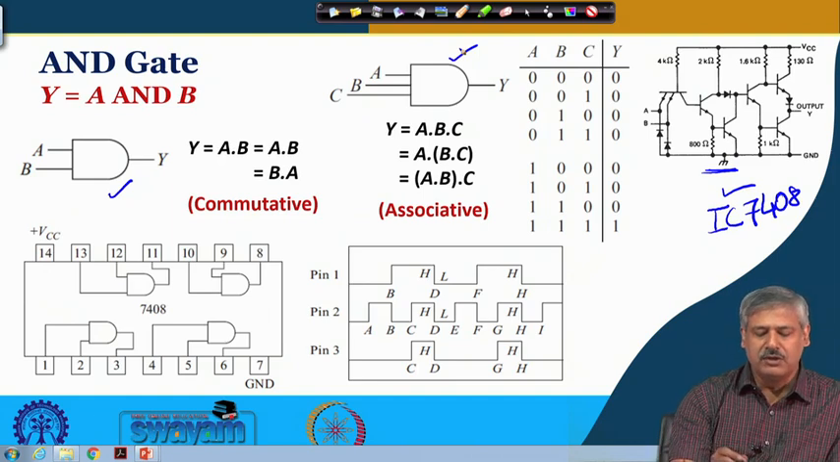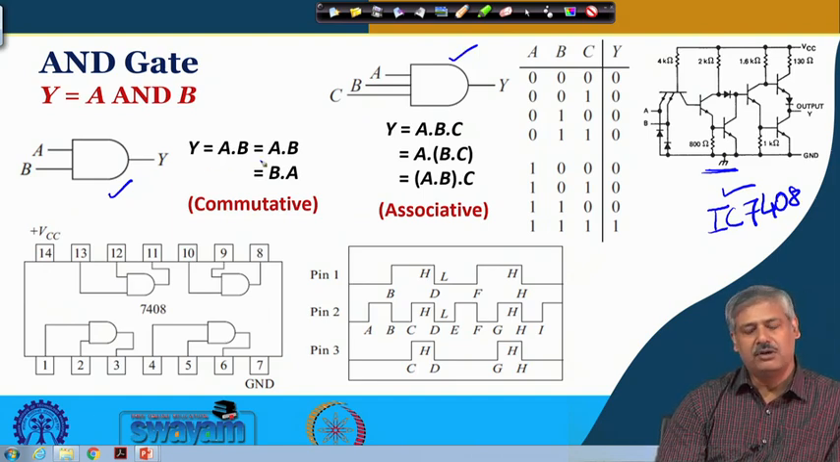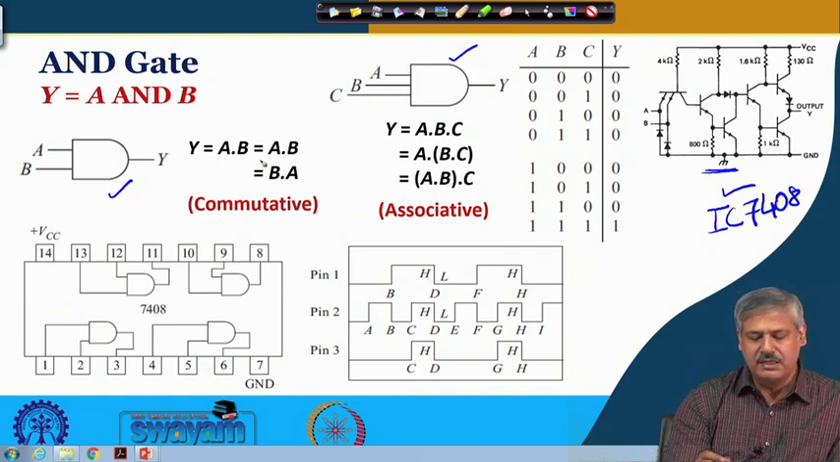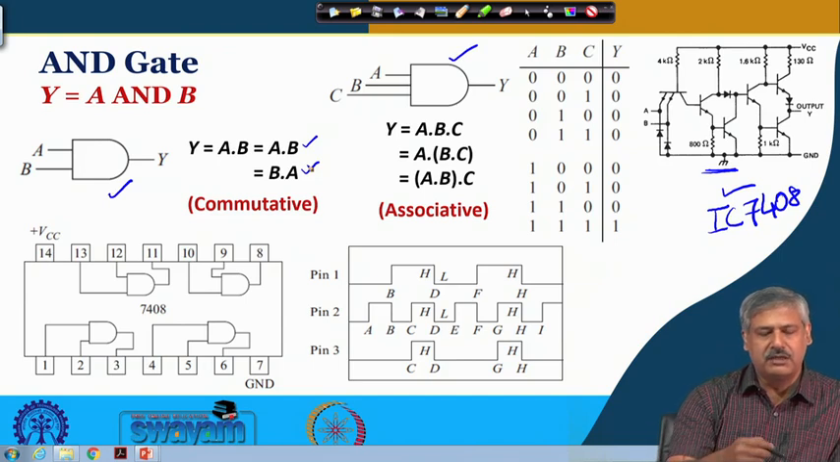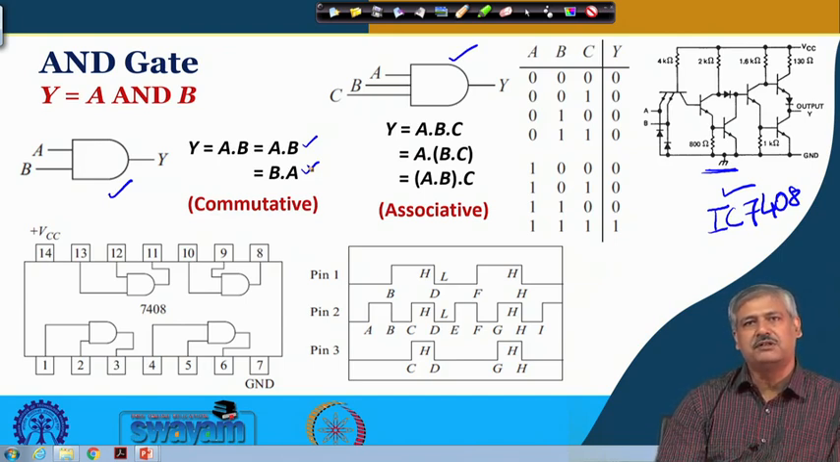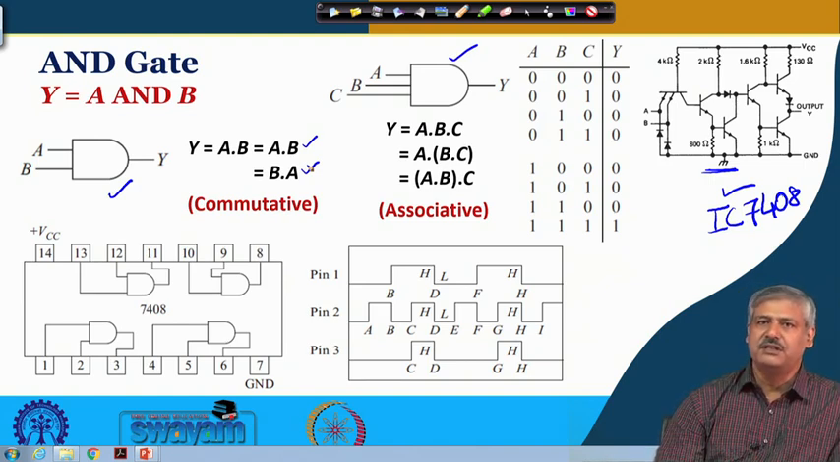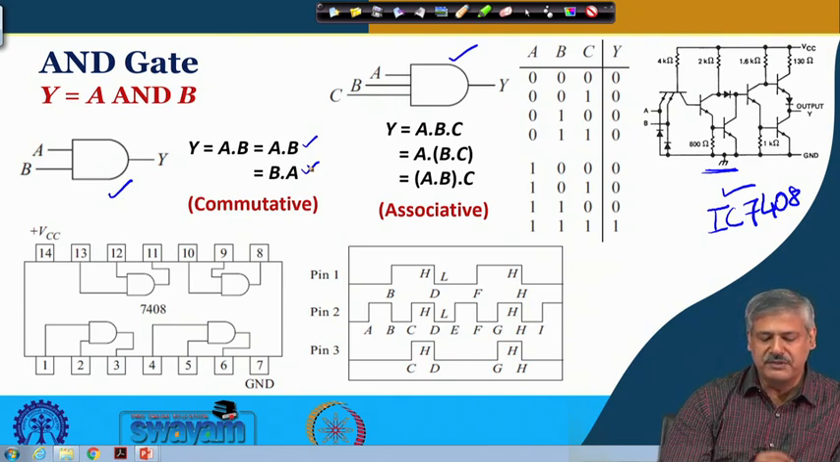It would look like this: y is equal to a and b. And this a and b, you can write in another manner, b and a. If you just change the position of the operands, it does not make a difference. So, this is nothing but what is known as commutative. The operation is commutative. That means if the operands change their order in the operation, there is no change in the output. So, this AND operation is commutative.